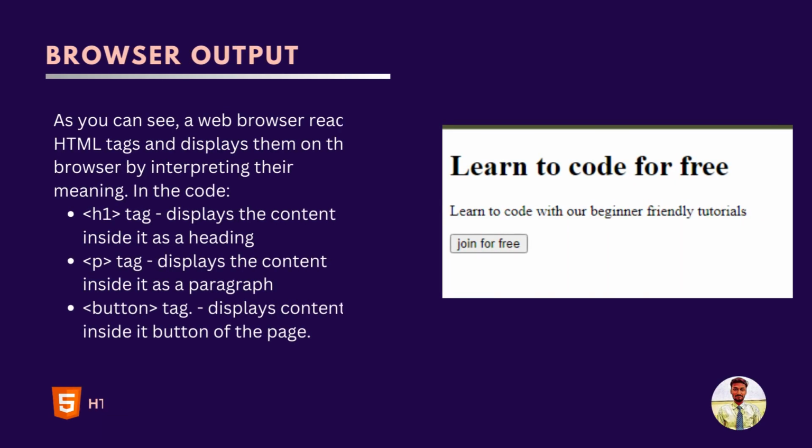As you can see, a web browser reads HTML tags and displays them on the browser by interpreting their meaning. In the code, the H1 tag displays the content inside it as a heading, the P tag displays the content inside it as a paragraph, and the button tag displays the content inside it as a button on the page.